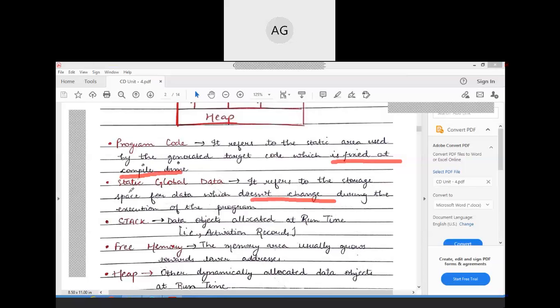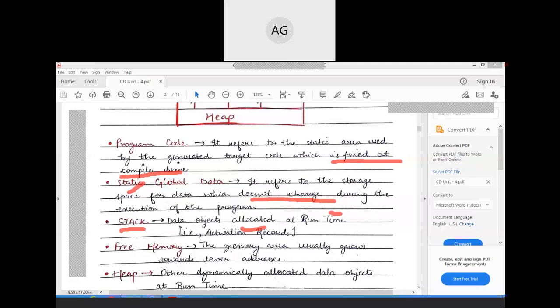That's why it is called static, because this data space does not change during the execution of the program. Then we have the data structure stack. So data objects allocated at runtime. This data set is also used in the activation record. So this is another important topic of this unit, which we are going to discuss later.